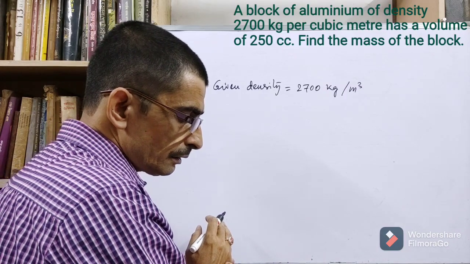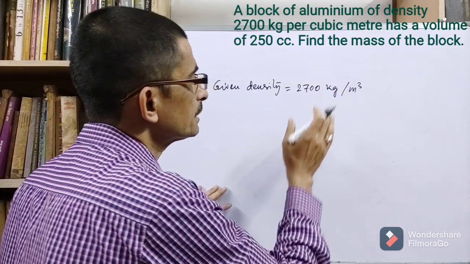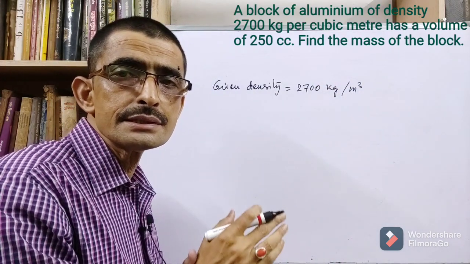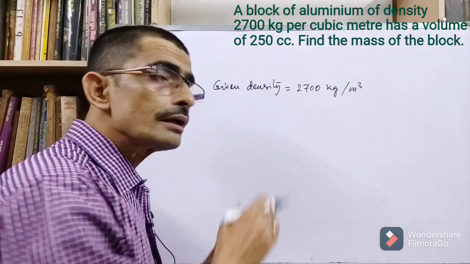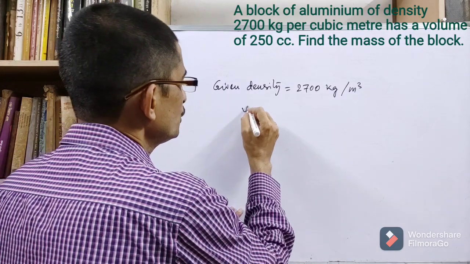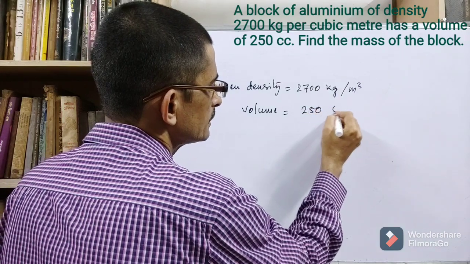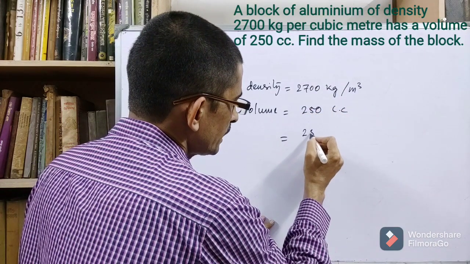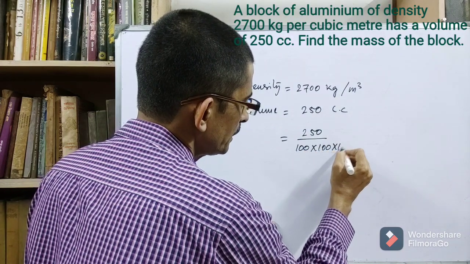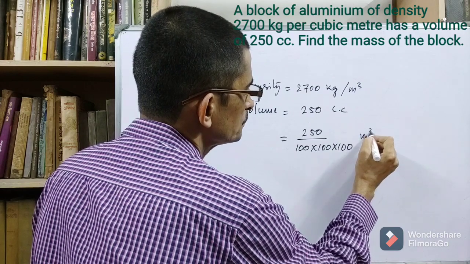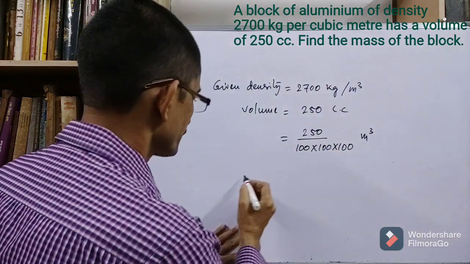Therefore, we can convert this kg per meter cube to gram per cc, or that centimeter cube to meter cube. I will convert centimeter cube to meter cube. Volume is 250 cc. This can be written as 250 by 100 into 100 into 100 meter cube. This is the conversion from cubic centimeter to meter cube.